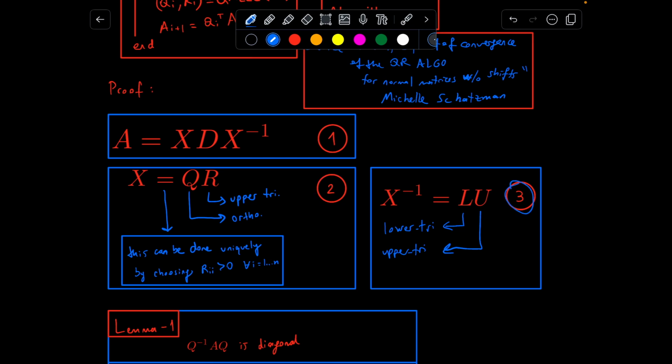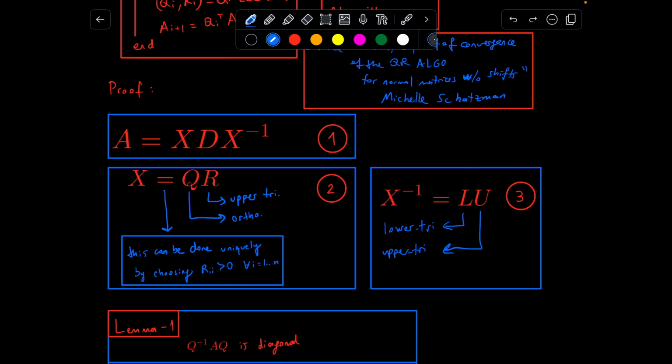And here let's look at 3. This is the inverse. Given the condition that A is full rank, X will be full rank, and X inverse can be found. And here this is the LU decomposition, a lower triangular and an upper triangular matrix. We know what that is.